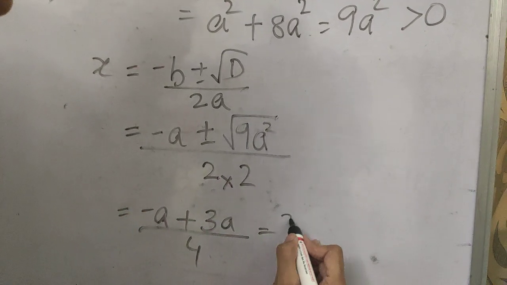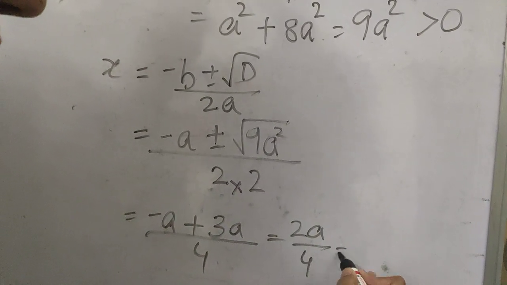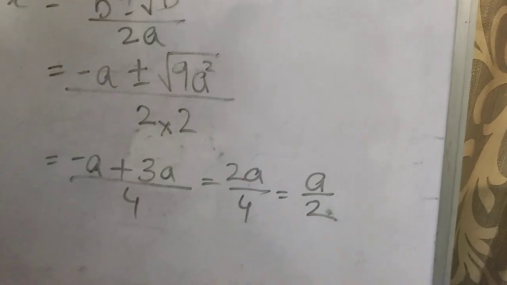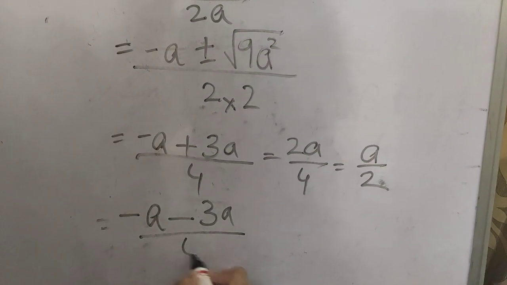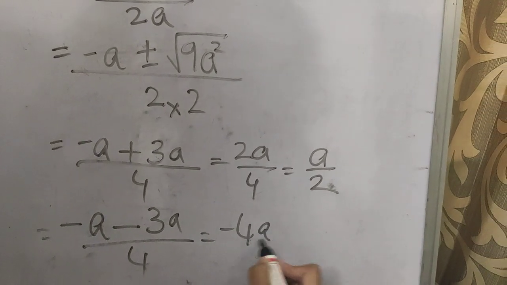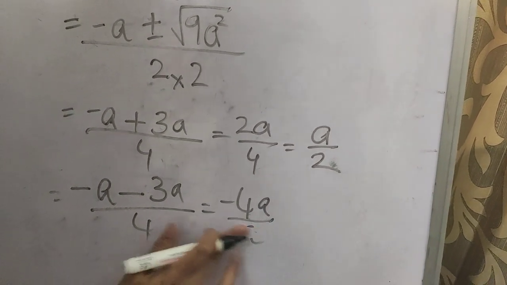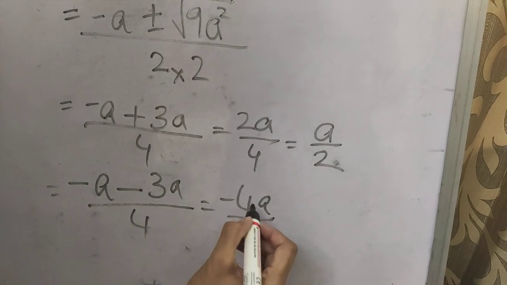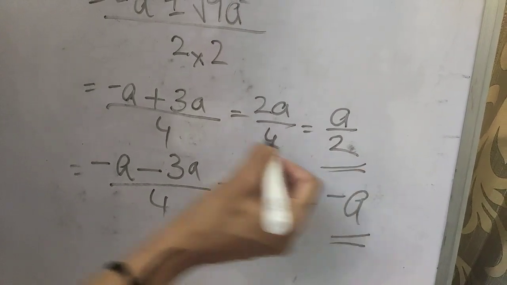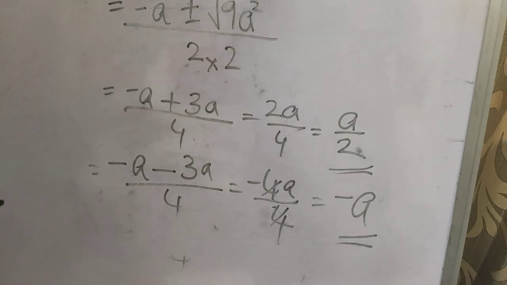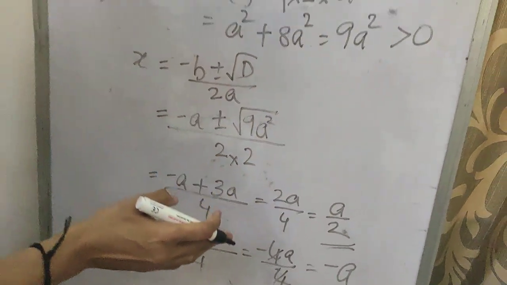What do you get? 3a minus a is 2a. 2a by 4, which is a by 2. Another value is minus a minus 3a by 4, which is minus 4a by 4. So you get 4 and 4 cancelled. You get minus a. So what are the roots? A by 2 and minus a. Hope the steps are clear to you, children.